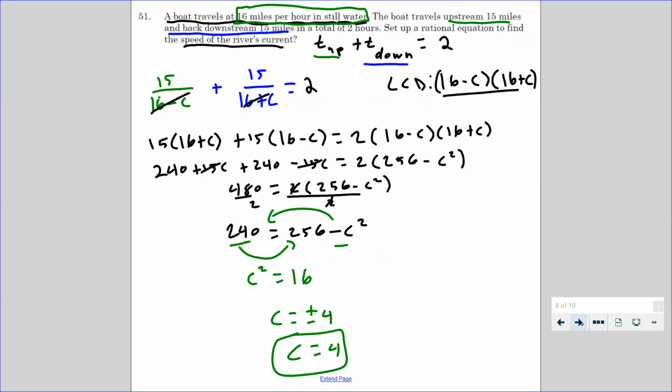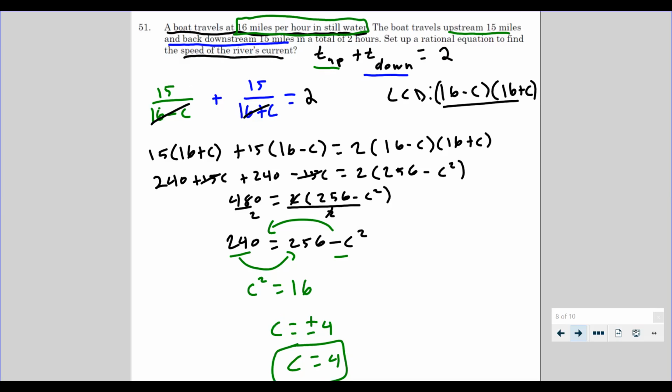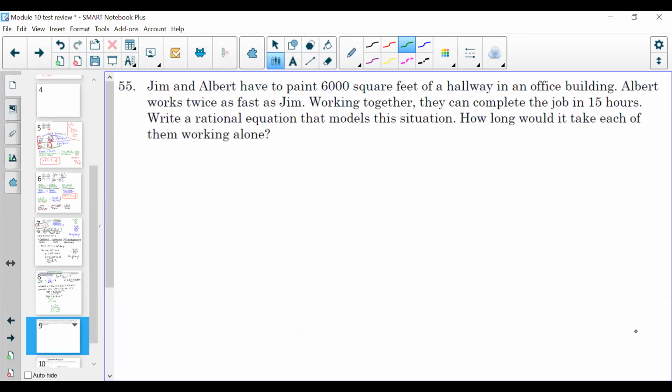All right, number 55. Jim and Albert have to paint 6,000 square feet of a hallway in an office building. Albert works twice as fast as Jim, and working together, they can complete the job in 15 hours. We're going to write a rational equation to model the situation, and how long would it take each of them working alone.